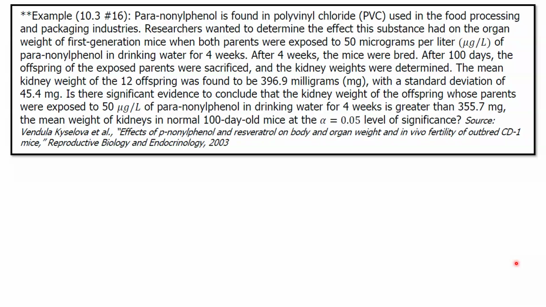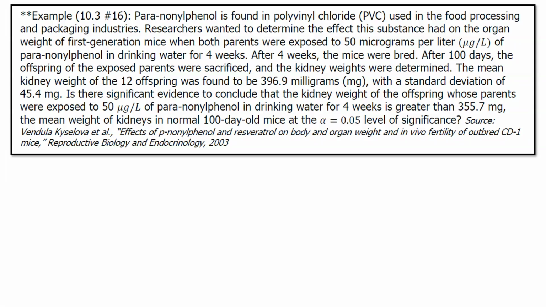The mean kidney weight of the 12 offspring was found to be 396 milligrams, with a standard deviation of 45.4 milligrams. Is there sufficient evidence to conclude that the kidney weight of the offspring whose parents were exposed to 50 micrograms per liter of this substance in drinking water for 4 weeks is greater than 355.7 milligrams, the mean weight of kidneys in normal 100-day-old mice at the alpha equals 0.05 level of significance?